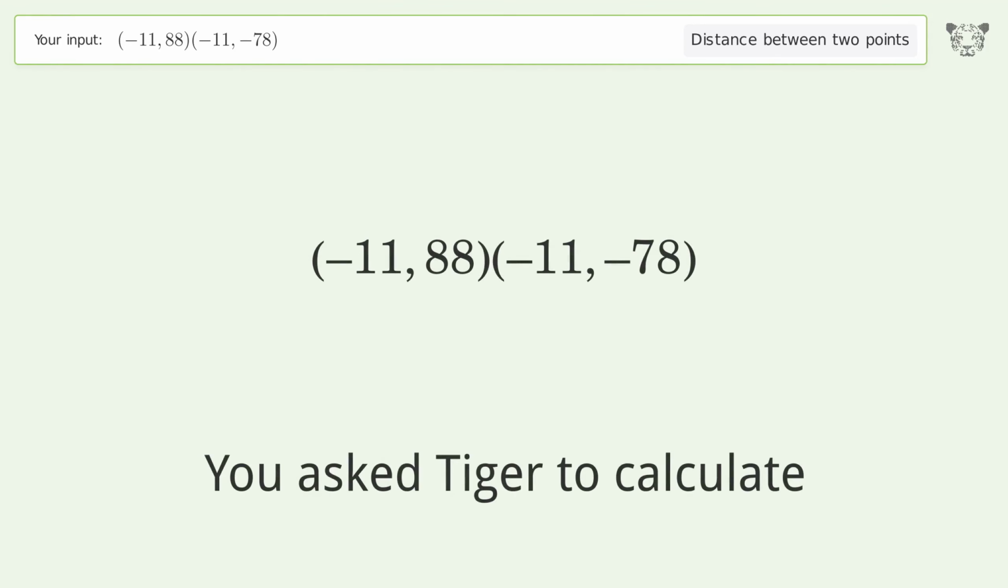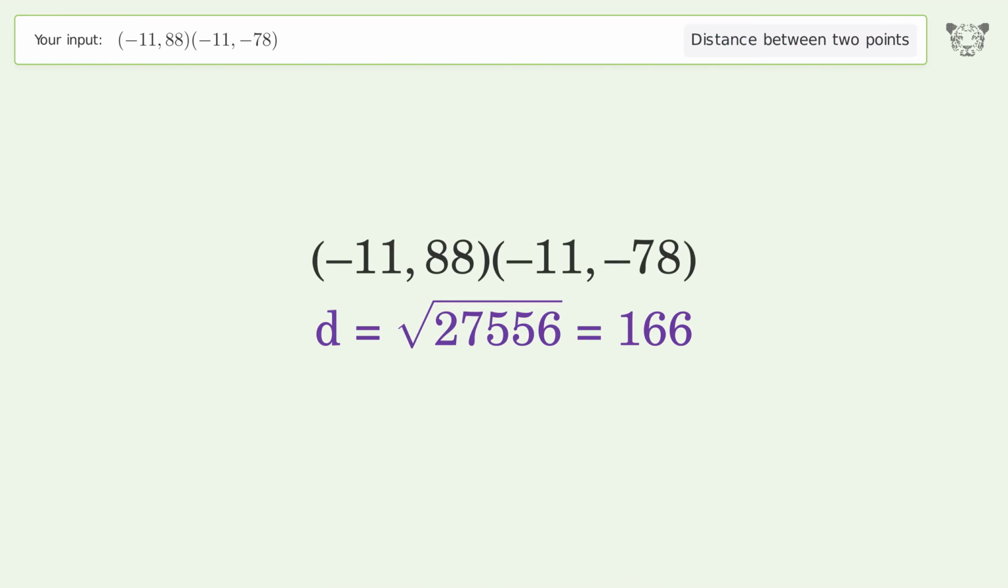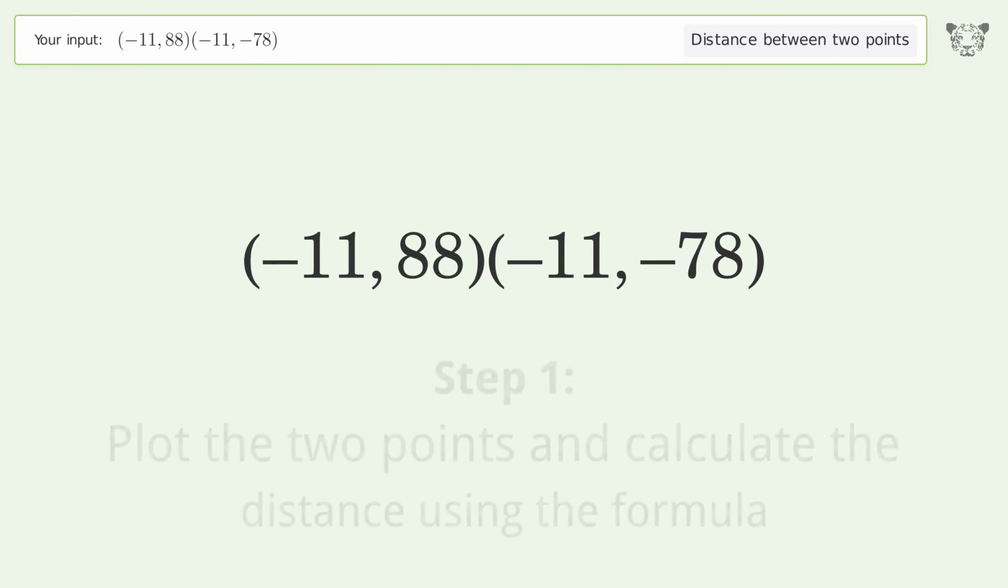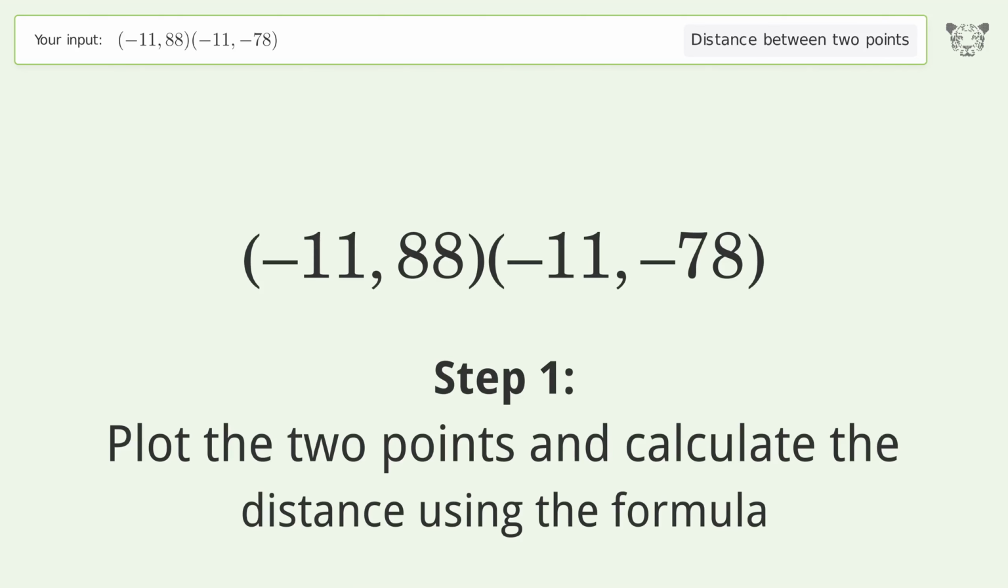You ask to calculate the distance between 2 points. The distance between the 2 points is the square root of 27,556, or 166. Let's solve it step by step. Plot the 2 points and calculate the distance using the formula.